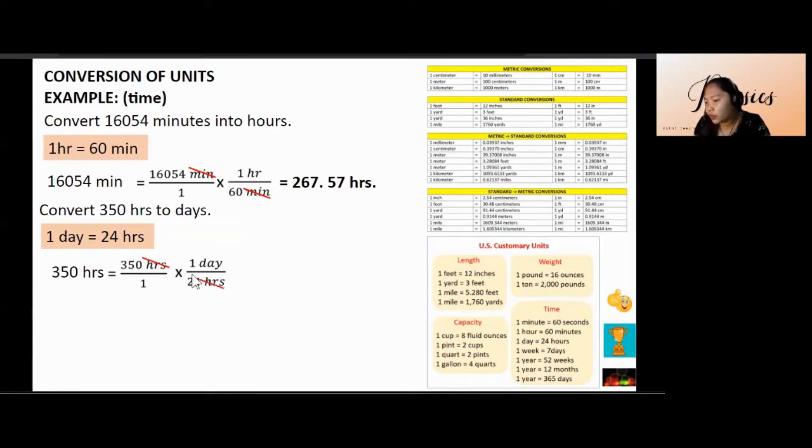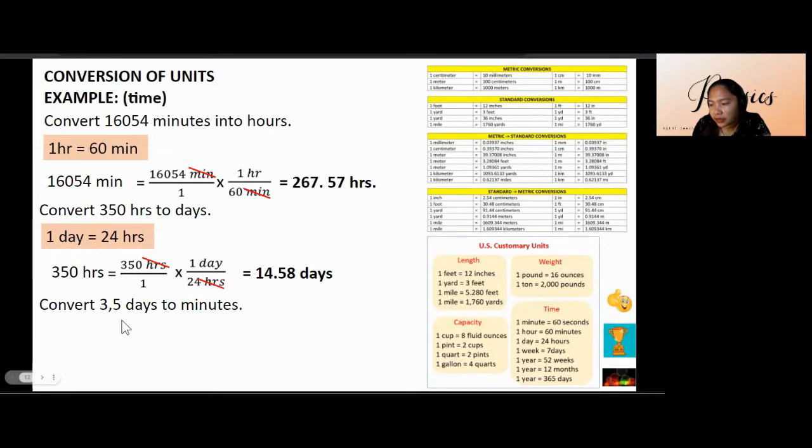So now that we have canceled, we can already calculate the numbers. 350 times 1 divided by 24. Using manual solving or a calculator, we will have 14.58 days.